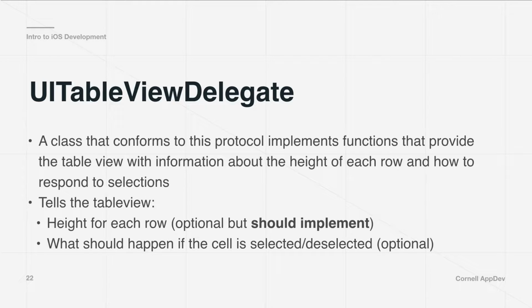Cool. Now, what is UITableViewDelegate? This protocol consists of all optional methods, so if you conform to it, you won't be forced to implement any methods. But it provides your table view with some extra information. This includes how high each row should be in terms of pixels, and what should happen if each cell is selected or deselected. You'll notice that we don't have a function that controls how wide each row should be, because by default, every row will just have the same width as your table view. So we can only configure the height.